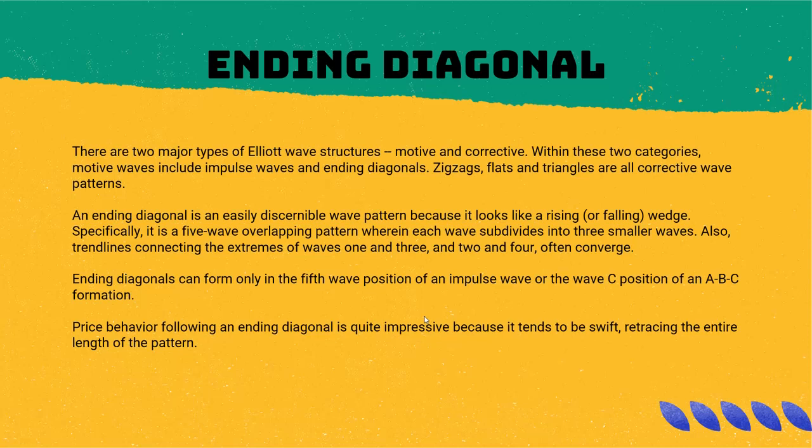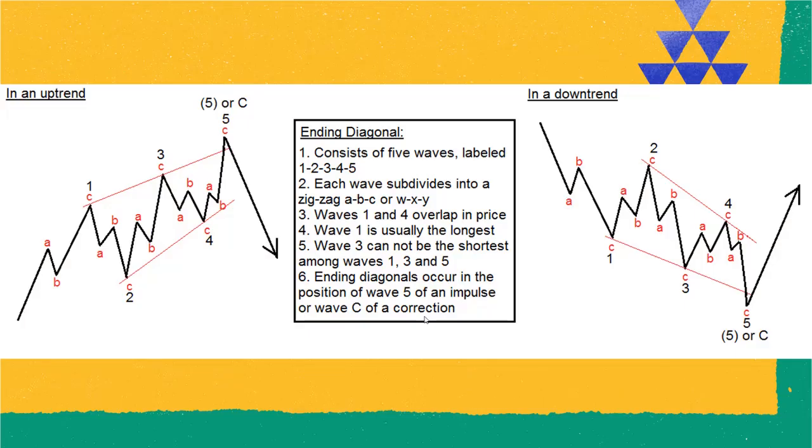Mostly people are confused about when to buy options, and the ending diagonal is one of the best cases when you can buy an option, because the pattern tends to be swift, retracing the entire length of the pattern, and we see a sudden quick movement after the ending diagonal is formed. Let us see the rules.